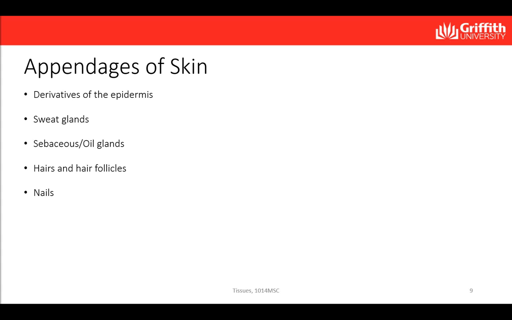Appendages of the skin are the structures that are associated with the skin and perform several functions such as sensation, protection, and secretory functions. Sweat glands, sebaceous glands, hair and nails together are known as the skin appendages.